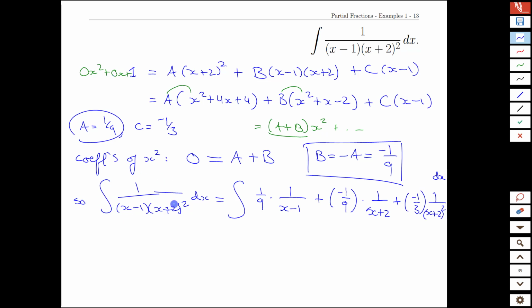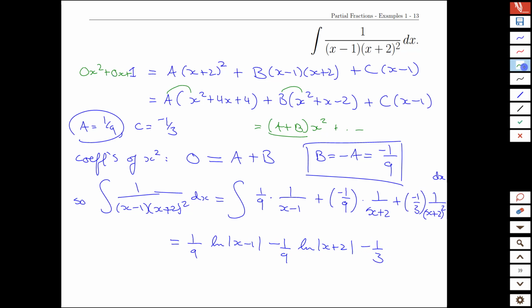And why is that easier than the original integral? Well, because each of these terms separately now can be integrated on their own. So we're going to end up with 1/9 ln of x minus 1, absolute values, minus 1/9 times ln of x plus 2, and minus 1/3.